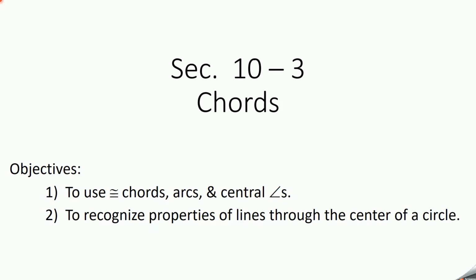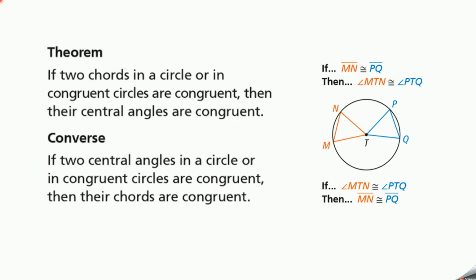Today we're going to be looking at section 10.3, chords. The first theorem is that if two chords in a circle are congruent, then their central angles are congruent. Again, if two chords are congruent, then those central angles are congruent. We can easily prove this with our triangle congruency theorems. So if you look at the picture on the right, NT, MT, PT, and QT are all congruent because they're all radii in that circle. Now, using the theorem that if two chords are congruent, we could then say that NM and PQ are congruent.